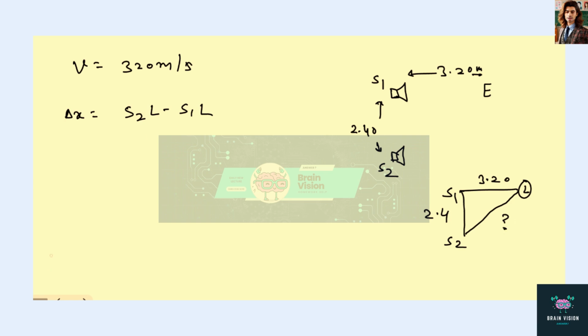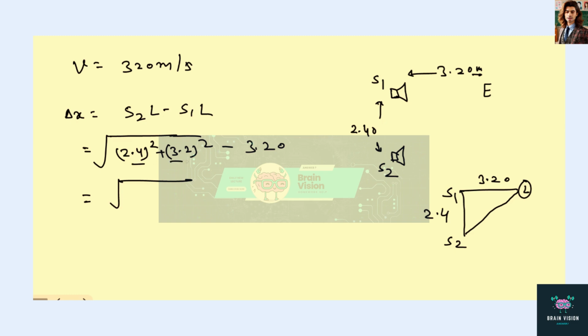S1S2 is 2.4, and S1L is given as 3.2, and S2L will be the square root of this square plus this square. So it will be square root of 2.4 square plus 3.2 square, minus S1L, that is 3.2. When we solve 2.4 square plus 3.2 square, it will be 16. So square root of 16 is 4, minus 3.20, it will be 0.80 meter. So this is the path difference delta x.